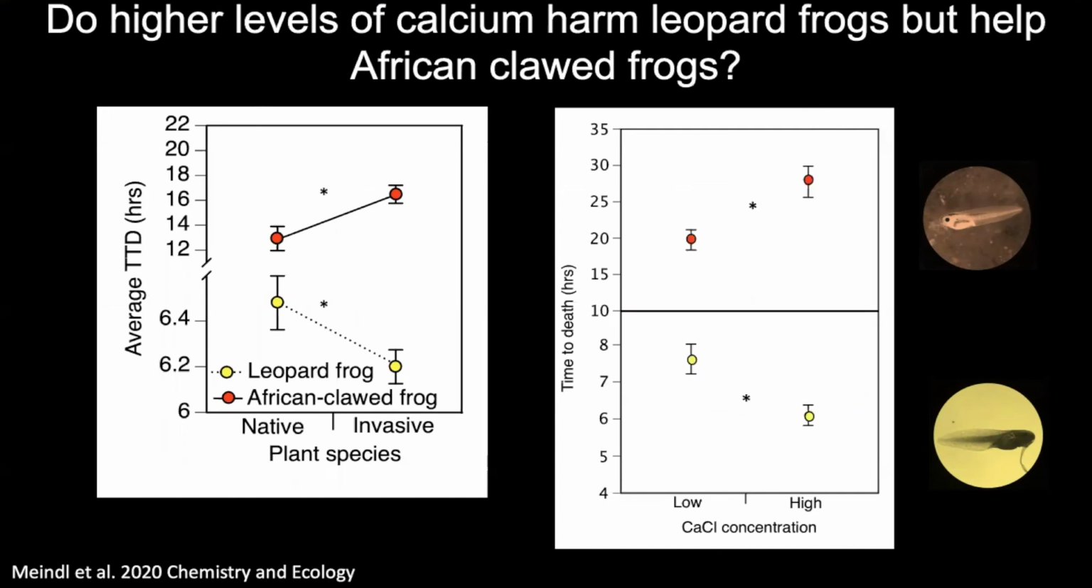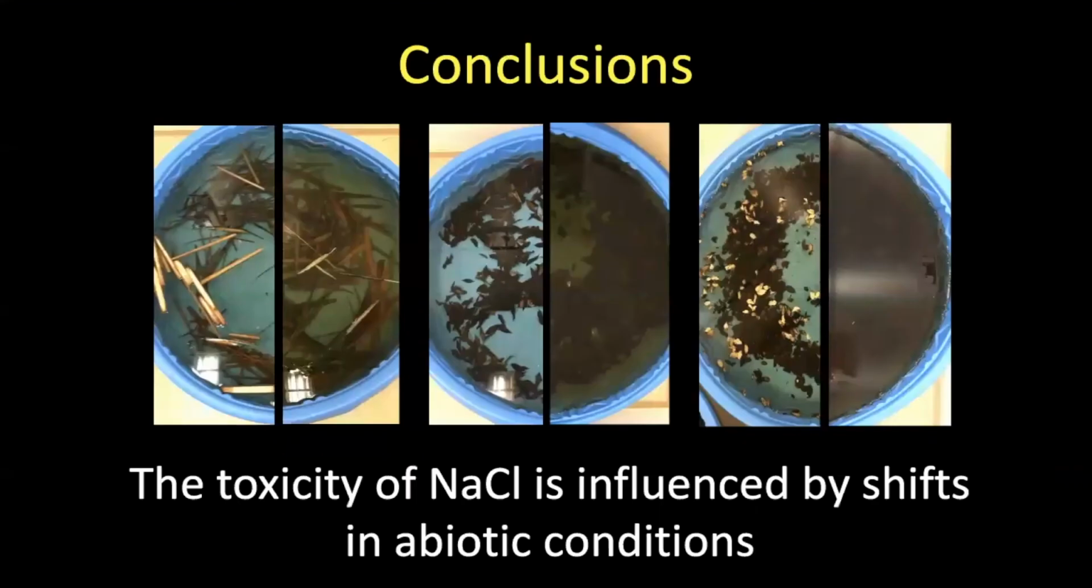So what you can see is that the data are consistent after manipulating just general hardness, suggesting that the reason African clawed frogs did better in the presence of invasive leaf litter when exposed to salt, where leopard frogs did worse, might be somewhat related in some cases to general hardness. So with that, the main take home here is, again, the toxicity of sodium chloride is influenced by shifts in abiotic conditions. This underscores the importance of taking an ecosystem level perspective when trying to understand how pollutants influence organisms.